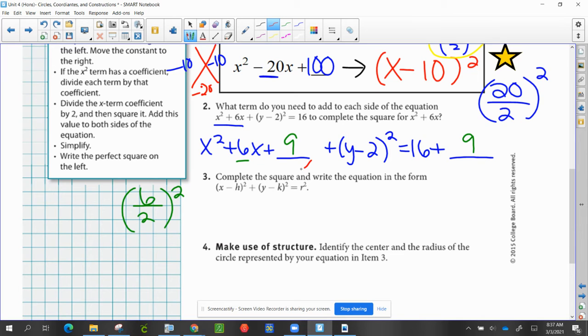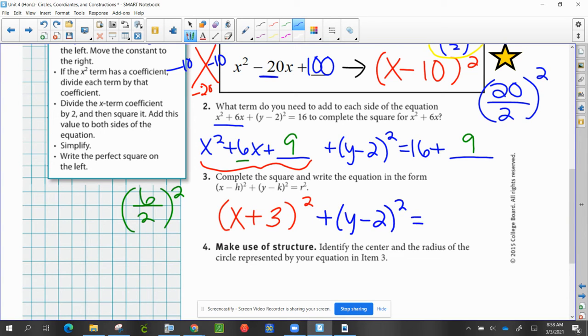Okay, so the whole point of this is to turn this trinomial into a parentheses squared. If you remember my little pattern, it's going to be x, keep the same operation. So since it's plus 6x, this will be x plus, and it's always half of your middle term, because 3 times 3 is 9 and 3 plus 3 is 6. Now the rest of this will stay the same because we didn't change anything else. So we have plus y minus 2 squared equal to 16 plus 9, that's 25.